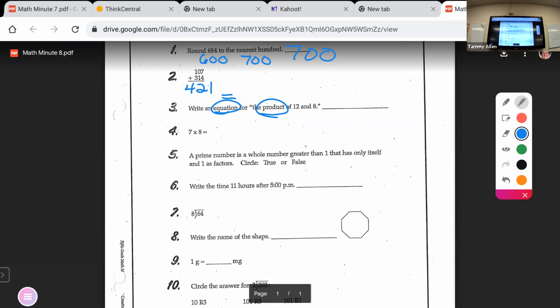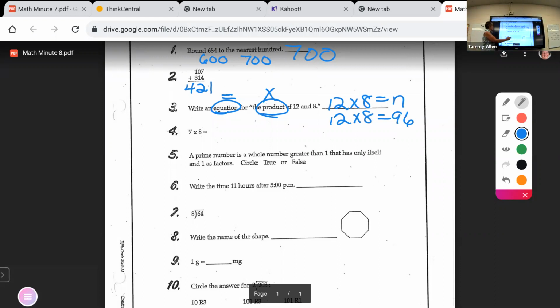What does product tell us? The answer to what? What operation will we be using? Add, subtract, multiply, or divide. Multiplication. The answer to multiplication. So we have 12 times 8 equals n. Could be one equation, or, Jonathan? 12 times 8 equals 96. I'm accepting one of those. All right? Okay? Number 4.